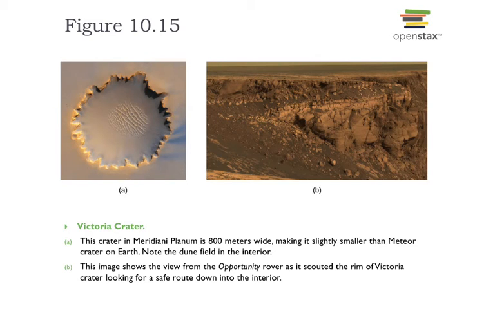Here's an image of Victoria crater on the left. Here we can see the edges are a bit jagged, so again, erosion, wind filling that up from perhaps those dust storms. And then here, a close-up image of the edge, so you can see in more detail a bit more rough terrain along the edges there.